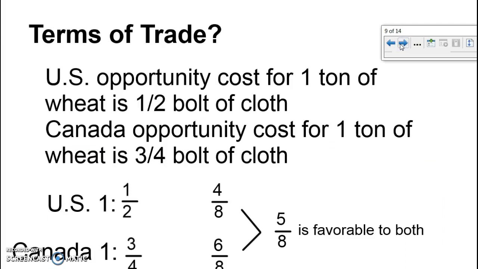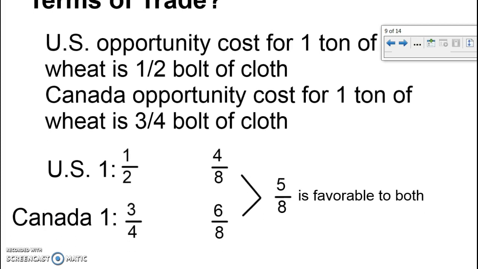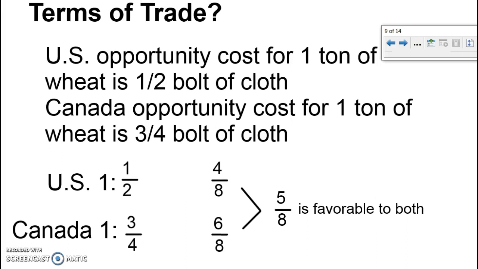Okay, terms of trade. Once you've decided that 2 nations are going to trade, you can calculate the opportunity costs in each nation to figure out what is a fair term of trade.